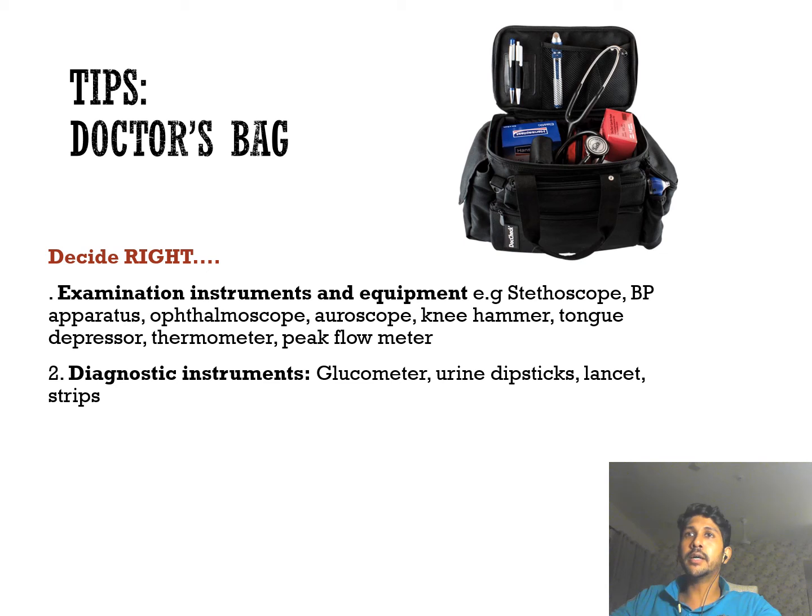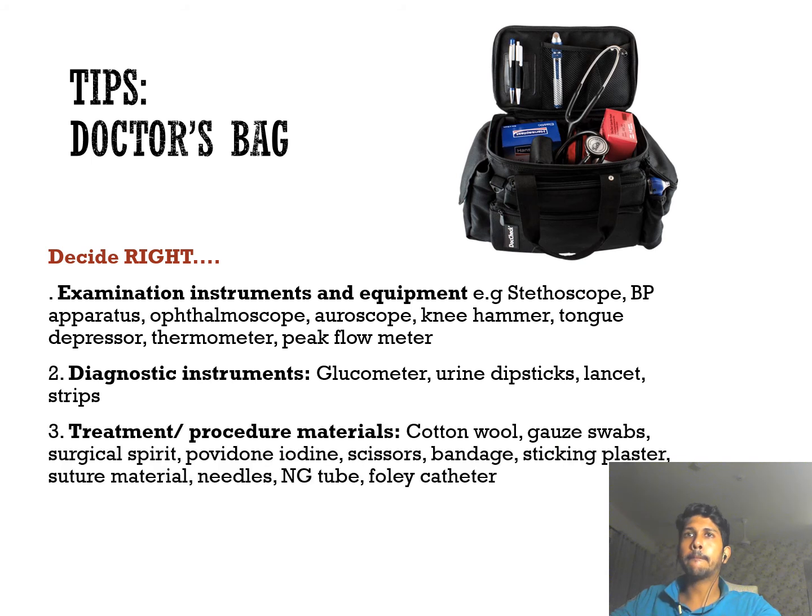Then other diagnostic instruments, basic. They might be crude, but they are of good value in home-based settings: urine dipsticks, glucometer, lancet, and strips. Then treatment or procedure materials: cotton wool, gauze swabs, surgical spirit, povidone-iodine, and other antiseptics, scissors, bandage, sticking plaster, suture material, needles, NG tubes, and Foley catheter.